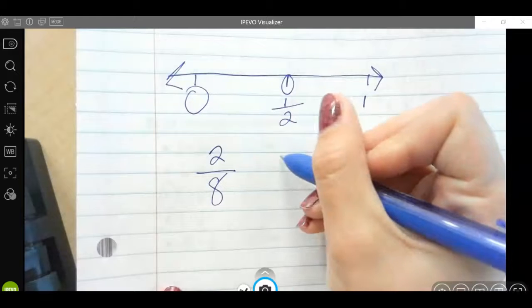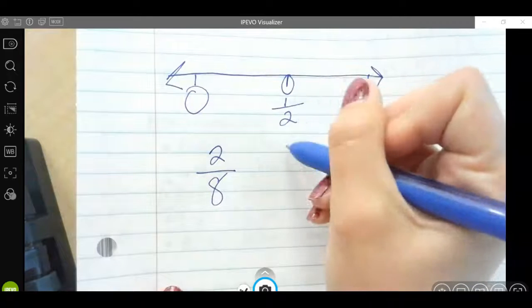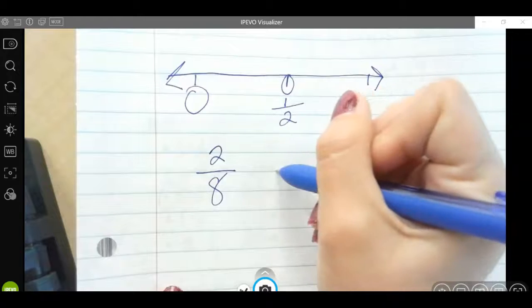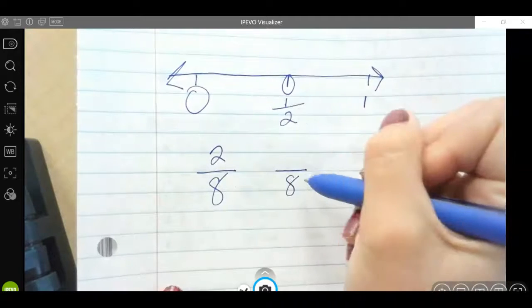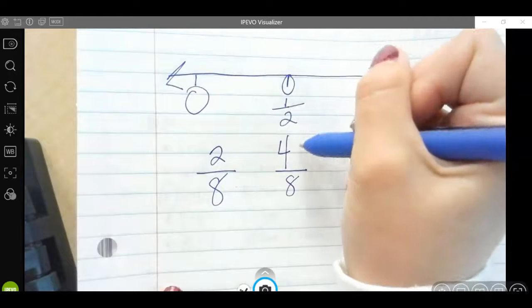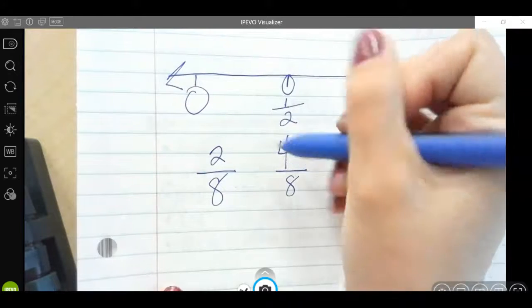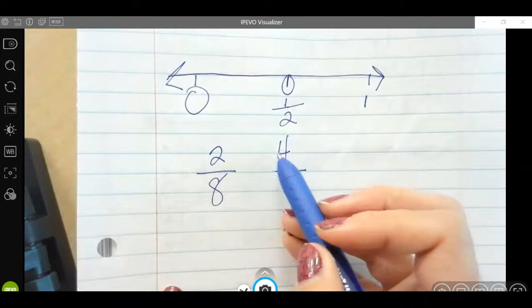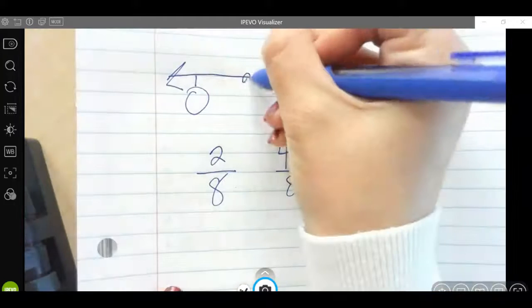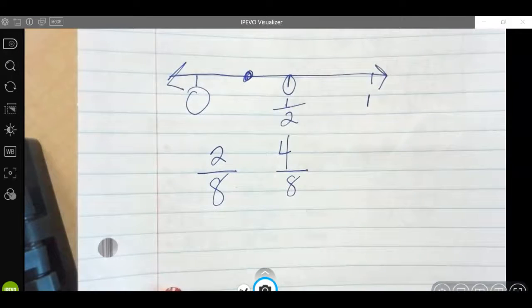We know that because if I was to find 1/2 on my number line, what's half of 8? 4. So 1/2 is equal to 4/8. And 2 is greater or less than 4? Less than 4, so 2/8 would be here on my number line.